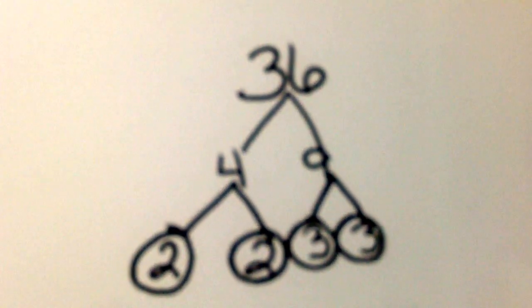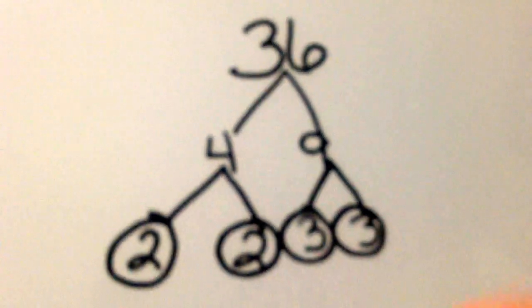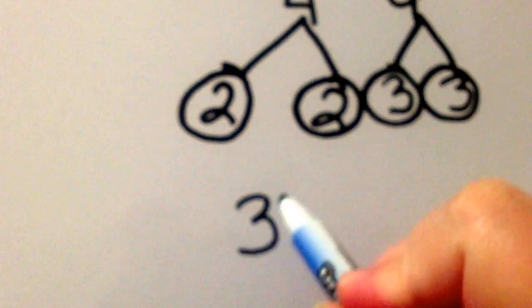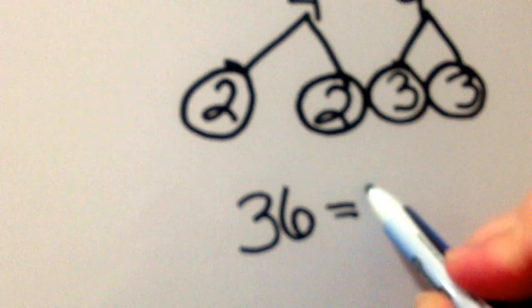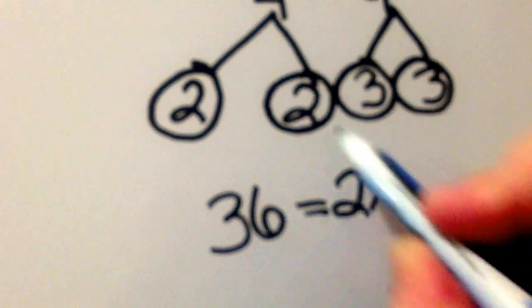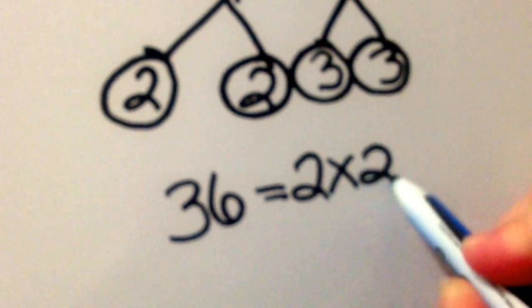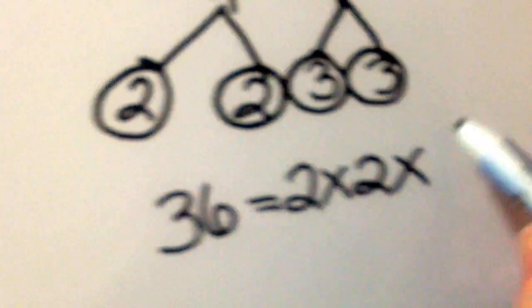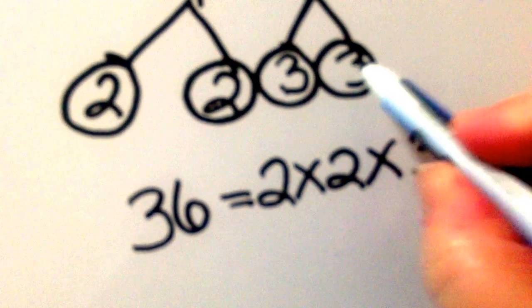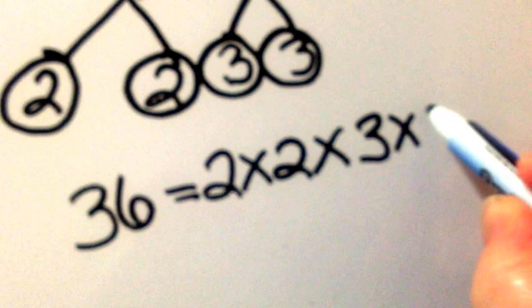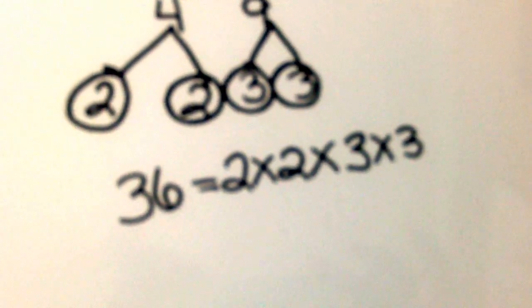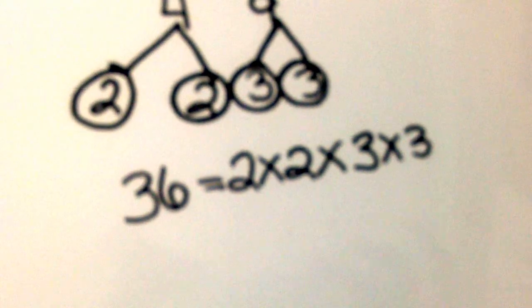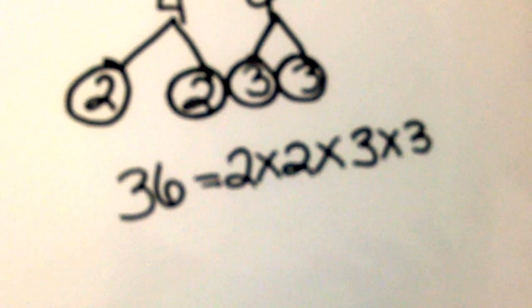So we can say 36 equals 2 times 2 times 3 times 3. So how'd you do? Did you get 2 times 2 times 3 times 3? Because if you did, you just rocked that factor tree.